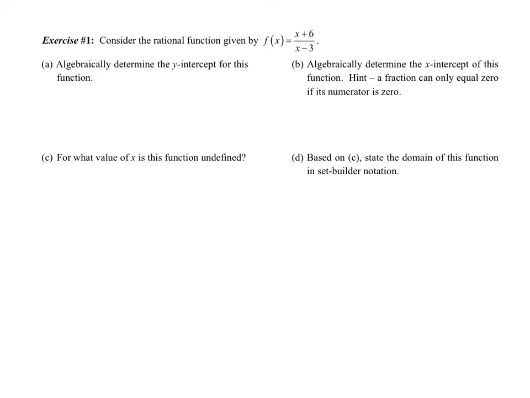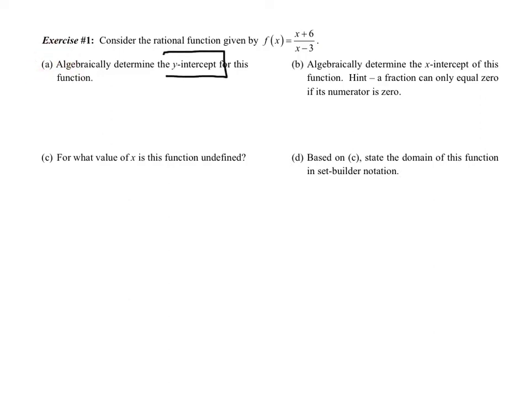Exercise 1. Consider the rational function given by f of x equals x plus 6 over x minus 3. Now, I just want to remind you why it's called rational. That word ratio is in there. It's the ratio of two polynomial functions. So part A says determine the y-intercept.